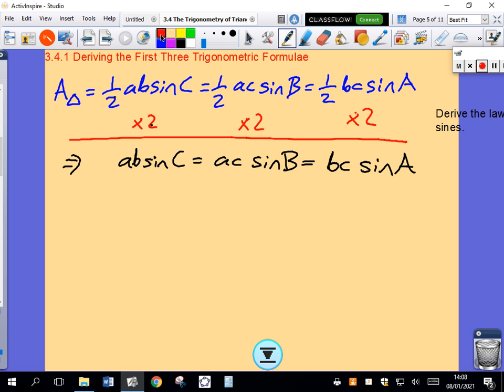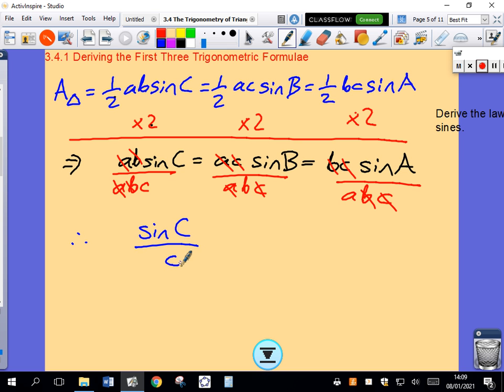The next thing we're going to do is use the division property of equations, which says if you divide all sides of an equation by the same quantity, then all sides remain equal. I'm dividing all three sides here by the quantity abc. And what happens is this cancellation. The a's and the b's cancel there. Here the a's cancel and the c's cancel. Here the b's cancel and the c's cancel. And we're left with this very important statement, which says that sine of big C over little c is equal to sine of big B over little b, and that's equal to sine of big A over little a.